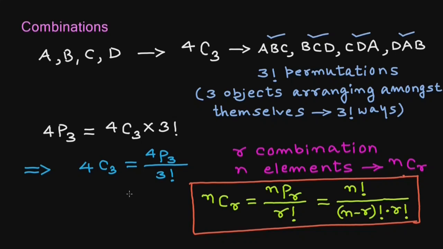To verify this, 4C3 will be 4 factorial upon (4 minus 3) factorial, which is 1 factorial, into this 3 factorial. That is 4 into 3 factorial upon 3 factorial. Cancelling 3 factorial, we get 4C3 equals 4, which is the same number of combinations we found here: 1, 2, 3 and 4.